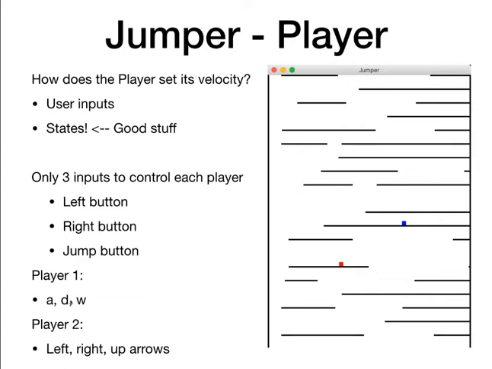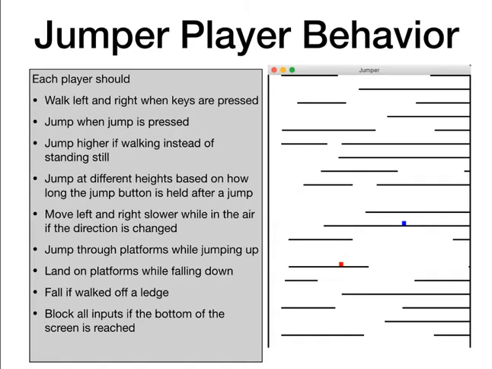So player 1, if you play the game, is set up for A, D, and W. Player 2 is set up for left, right, and up arrows. So WASD and the arrow keys, the standard controls for 2 players. We're going to use some states to handle these user inputs accordingly. So what does accordingly mean? Well, let's build these features.